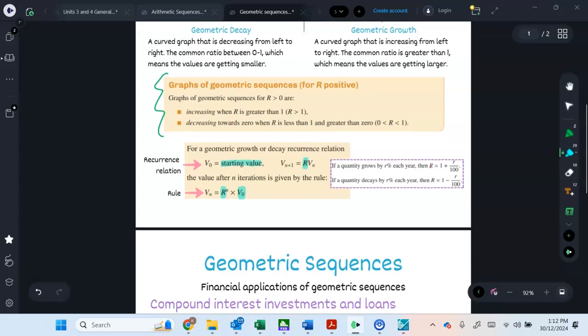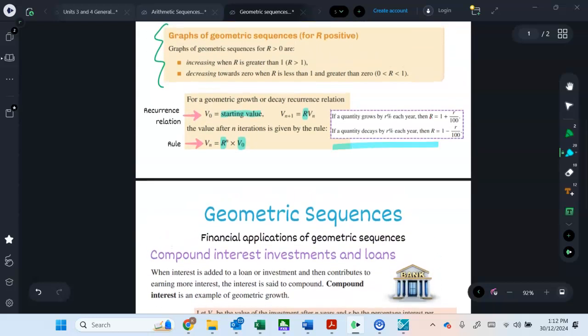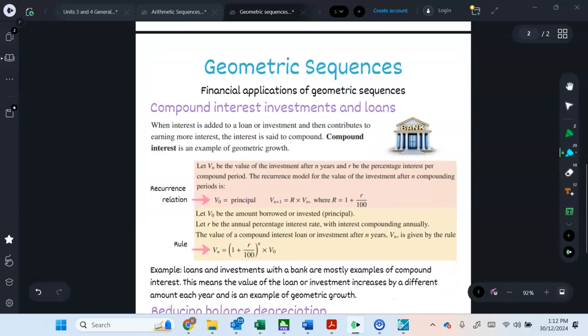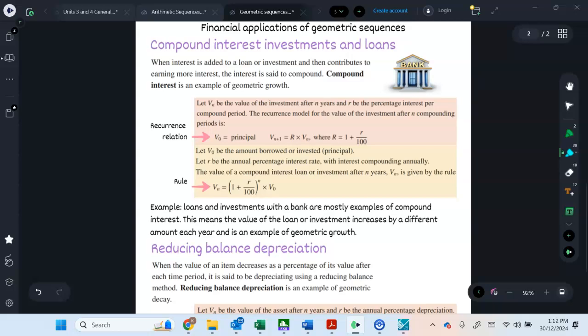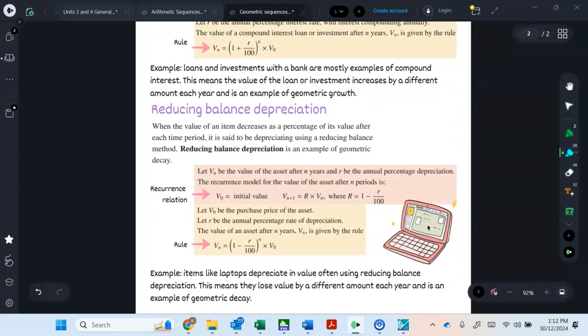We're not going to look at any financial applications, so don't worry too much about this part here, but just a quick recap. For geometric sequences, we've got compound interest, investments, and loans. So that's an example of geometric growth. And then geometric decay is reducing balance depreciation. So that's just a quick recap.